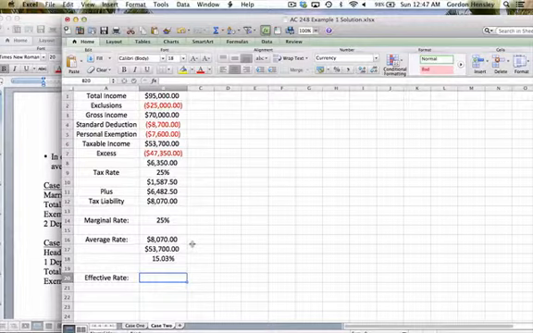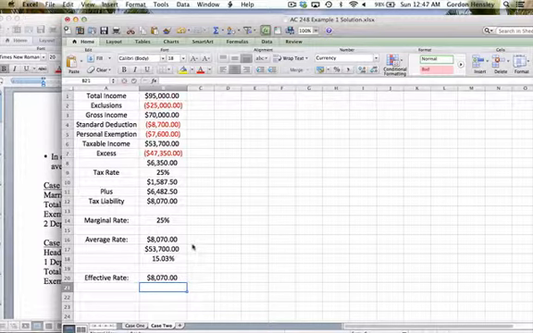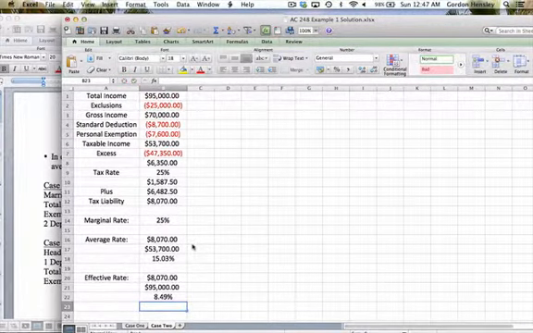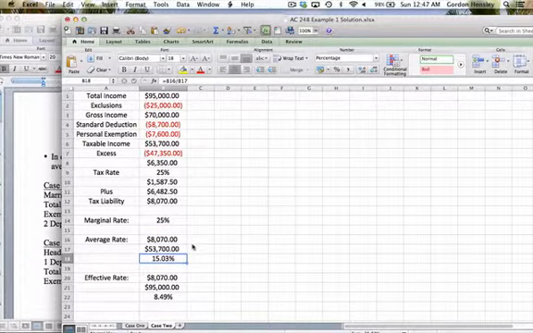And again, that formula is tax liability divided by total income. So the tax liability, $8,070. Total income this time was $95,000. So that tax liability divided by that total income works out to an effective rate of about 8.49%. So they're paying a marginal rate of 25%, an average rate of 15.03%, an effective rate of 8.49%.